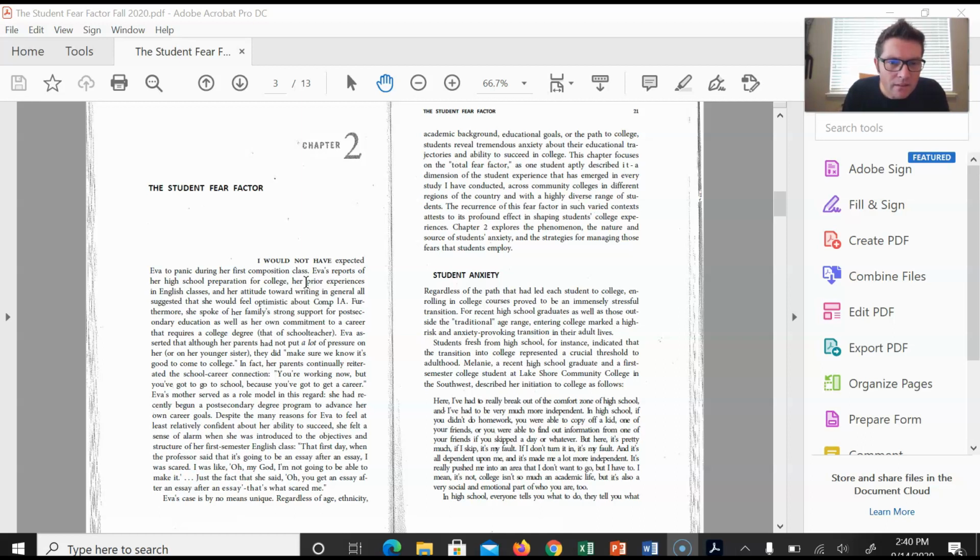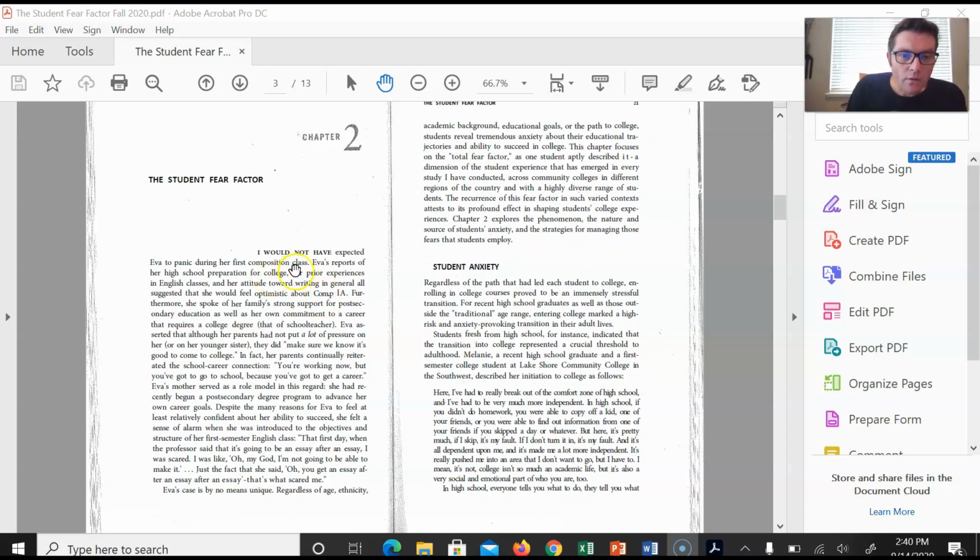Eva, right? So if you read it: "I would not have expected Eva to panic during her first composition class. Eva's reports of her high school preparation for college, her prior experiences in English class, and her attitude toward writing in general all suggested that she would feel optimistic about Comp 1A." And we know, because we read the story, it goes on to talk about, she really sets it up nicely, right?